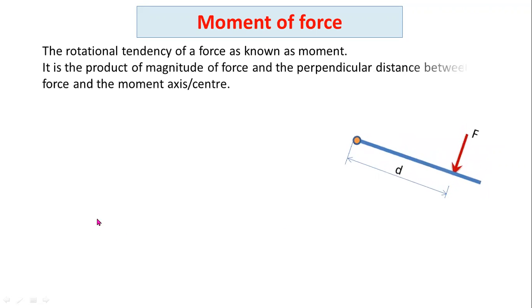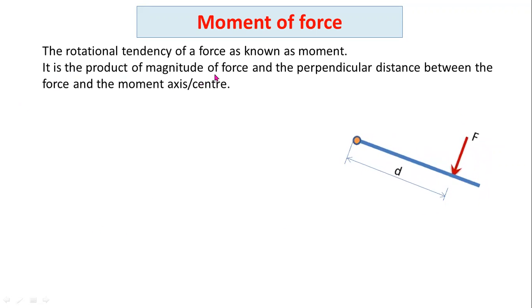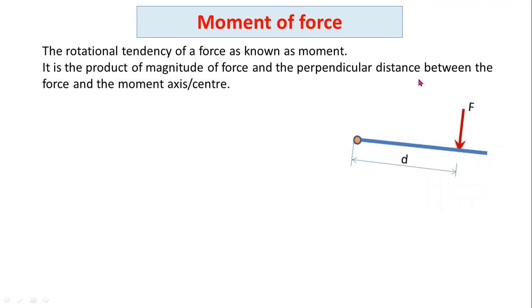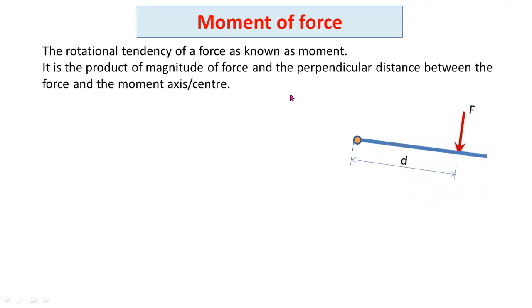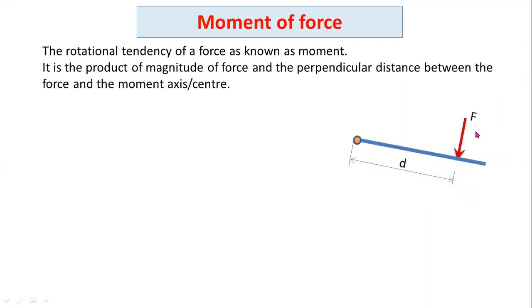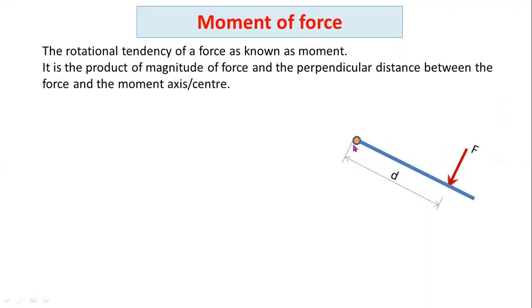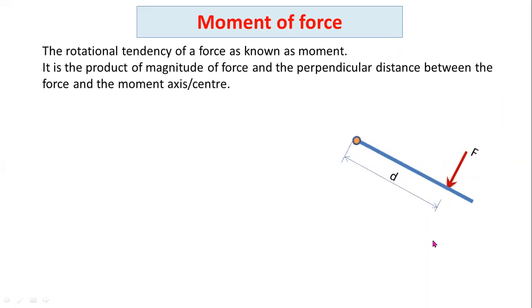So moment of force is the product of the magnitude of the force and the perpendicular distance between the force and the moment axis center. So the formula for moment of force equals the magnitude of the force and the perpendicular distance between the force and the turning point. That means moment of force equals force into distance.